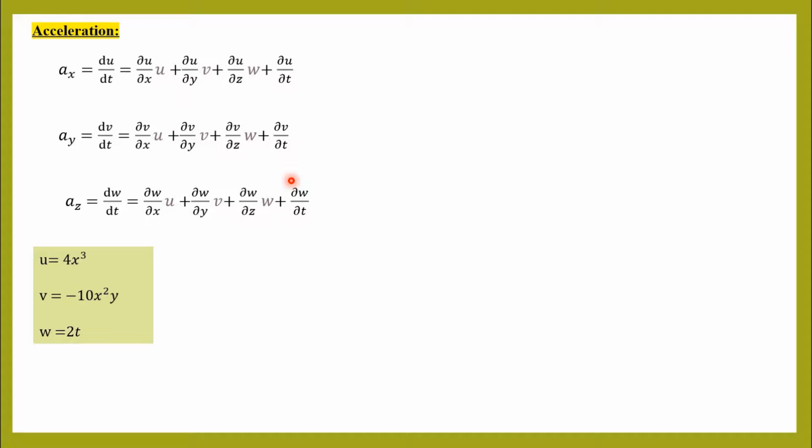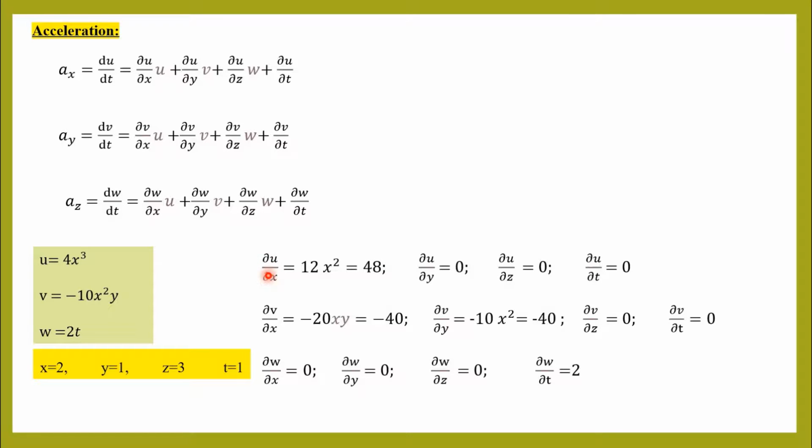So first we will write down what is u, what is v and what is w, and we have the values x, y, z and t. So dou by dou x of u: look at here, 4x cube. When you differentiate, it will become 12x square. Now substituting x is equal to 2, 12 into 2 square, which is 48. And there is no y, z and t term in u, so dou by dou y, dou by dou z and dou by dou t of u is 0.